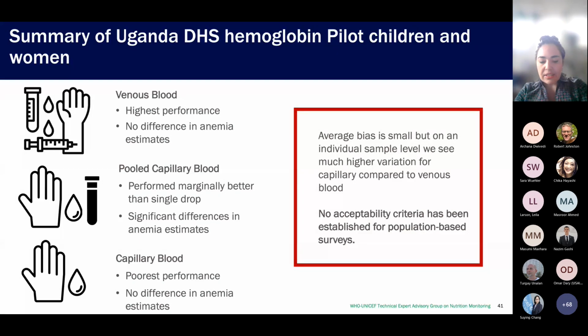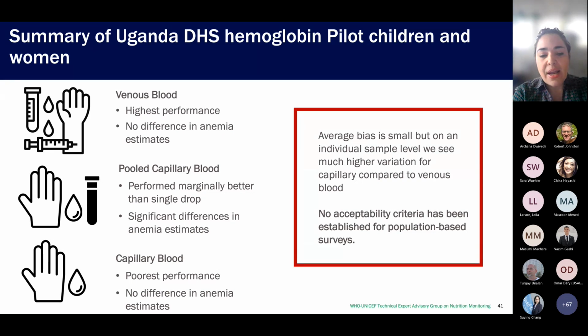We think the reason we are seeing differences in pooled blood compared to venous blood, but not single drop, is because the variation went in both directions for single drop capillary blood, but for pooled blood, it was more unidirectional in our study. So overall, we found the average bias is small for what the error introduced by hemoglobin measurement, but on an individual sample level, we see pretty high variation for capillary, both single drop and pooled compared to venous blood.